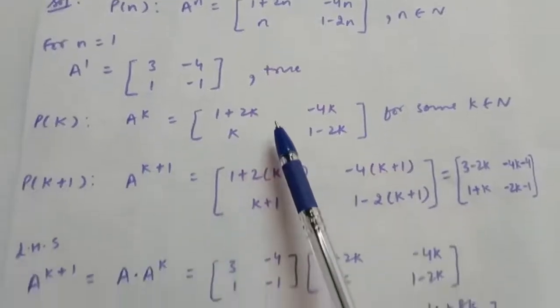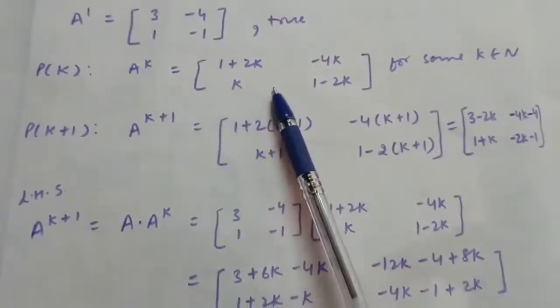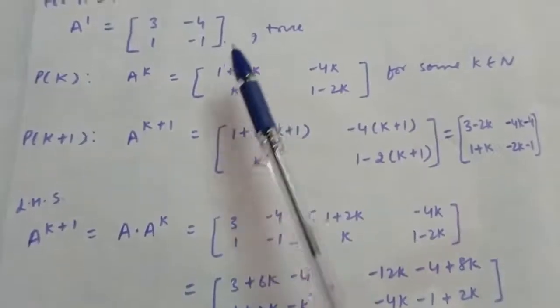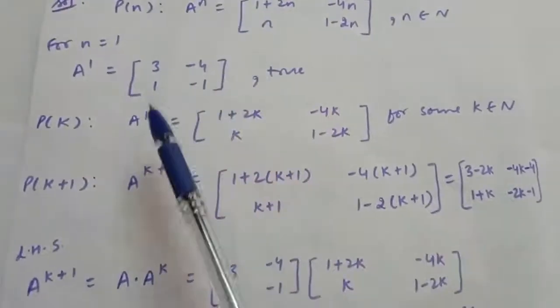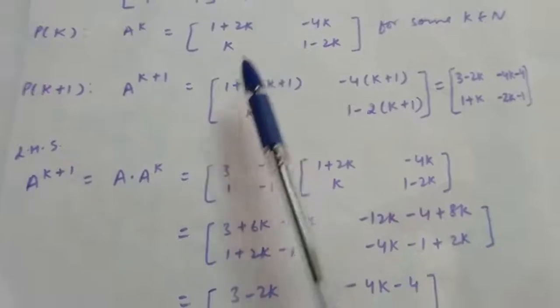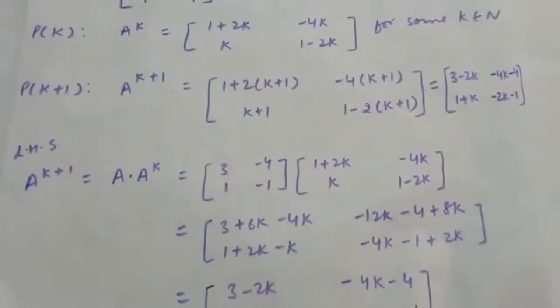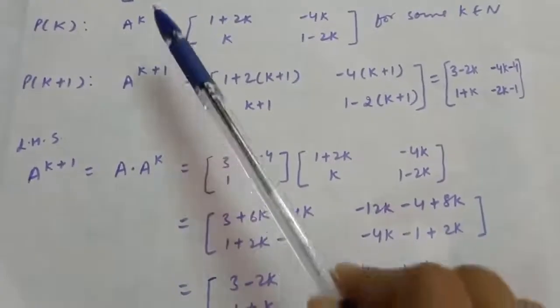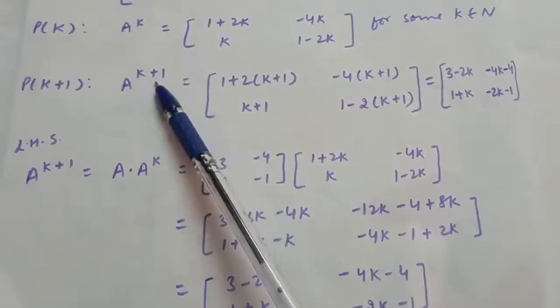Therefore, the result is true for n equal to 1. Now let us assume that the result is true for n equal to k. So in the given question, in place of n, just put k. This is the Pk. Now we have to show that Pk plus 1 is also true. What will be Pk plus 1? In place of this k, just put k plus 1.